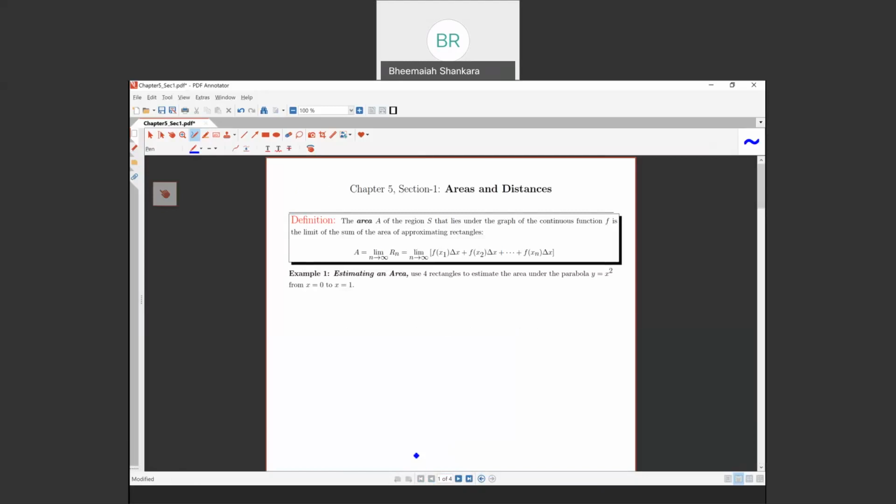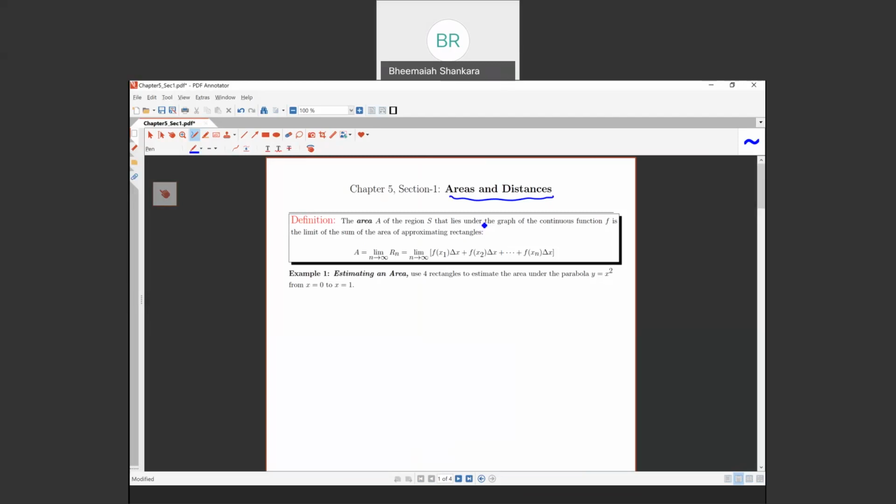We'll start with chapter 5 in this lecture. And the first section in chapter 5 is area and distances. So here is the definition of area. Estimating an area: the area A of the region S that lies under the graph of a continuous function is the limit of the sum of the area of approximating rectangles.